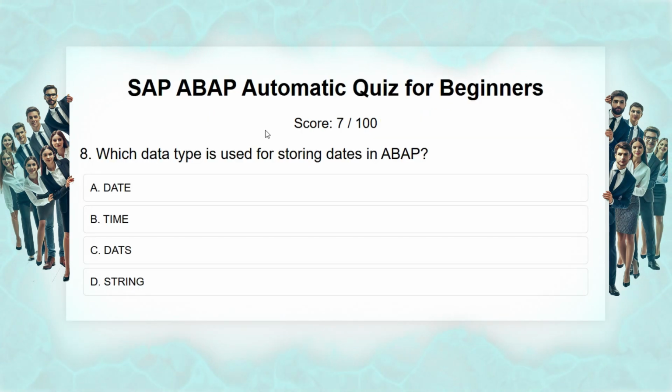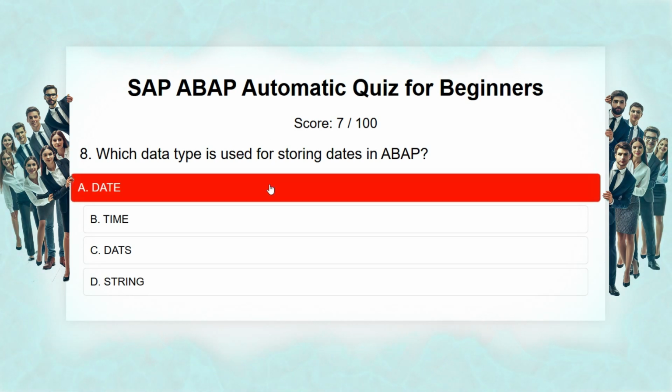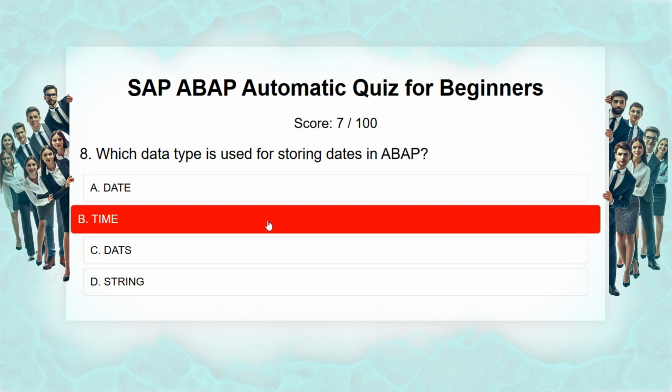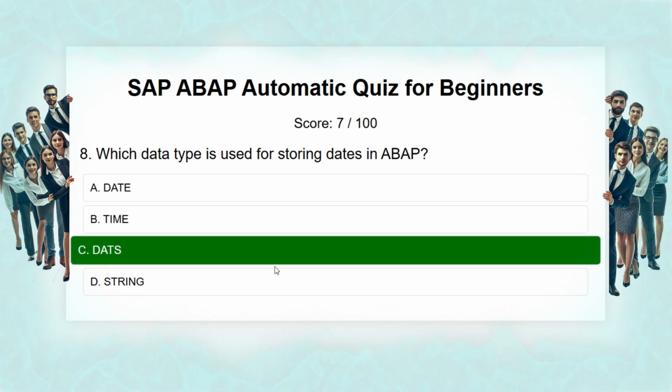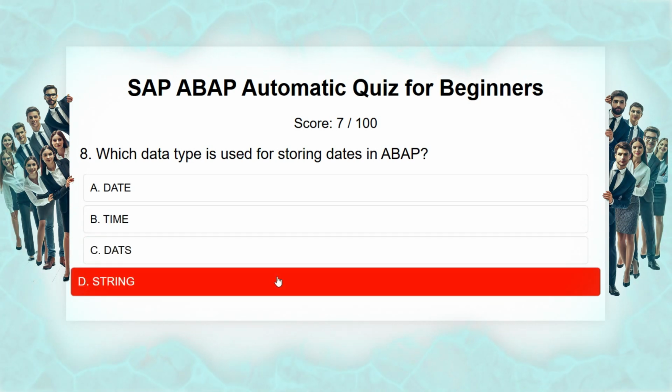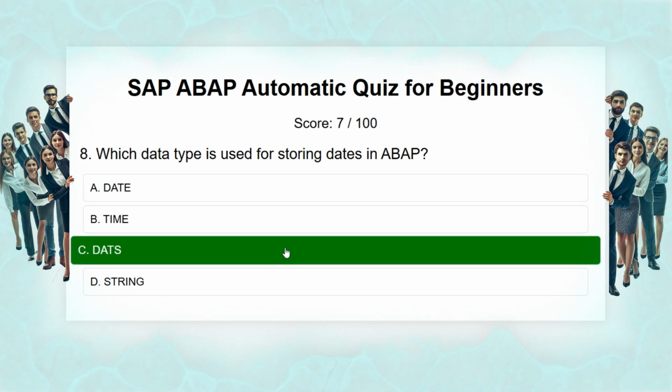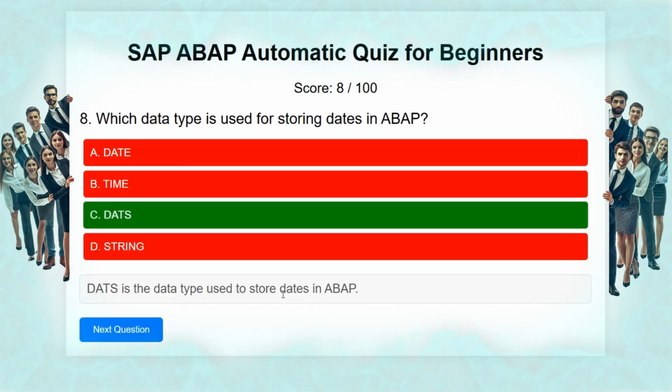8. Which data type is used for storing dates in ABAP? A. Date. B. Time. C. Dats. D. String. Correct answer. Dats is the data type used to store dates in ABAP.